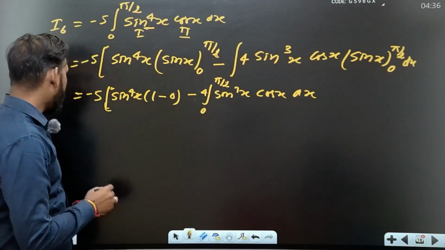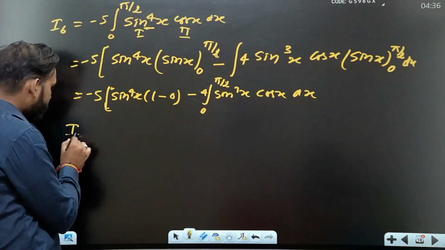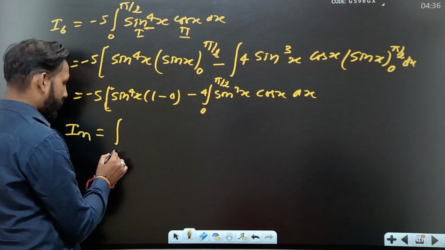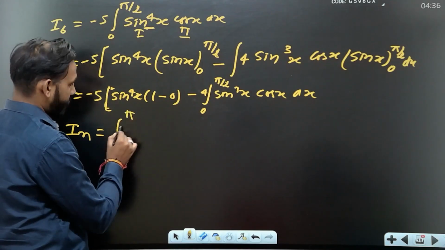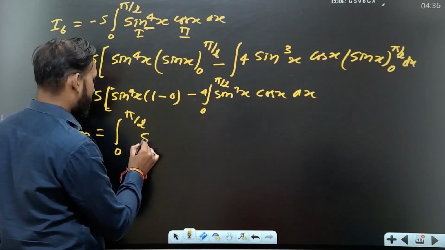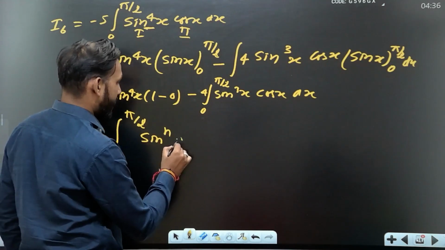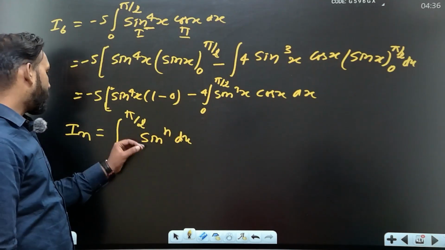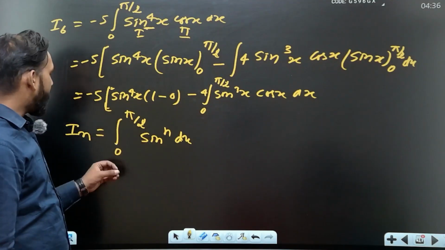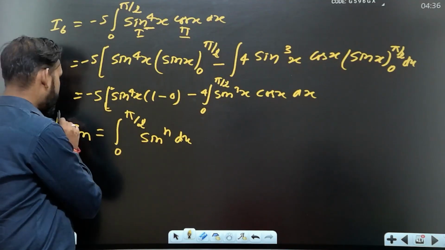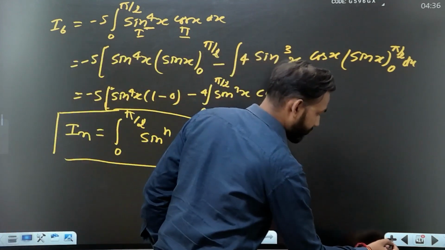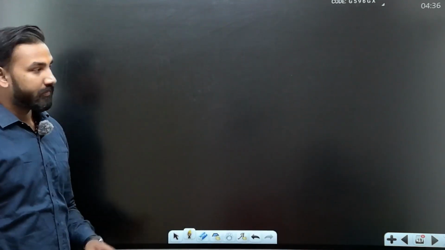If we want something like that, if I_n equals the integral from 0 to pi by 2 of sine to the power n x dx, then we can also find the formula of this particular thing, and we have to derive this, right. Now we have to derive this formula. Okay, let's consider this integral.